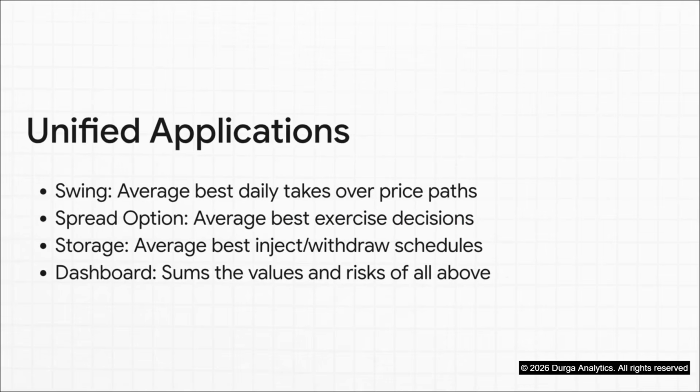For the swing contract, you're calculating the average best daily take decisions over those price paths. For the spread option, it's the average best exercise decision over correlated gas and power paths. For storage, the average best inject and withdraw schedule over those same paths. And the dashboard just sums the values and risks of it all. So the exact same underlying logic effortlessly adapts to value incredibly different energy structures.